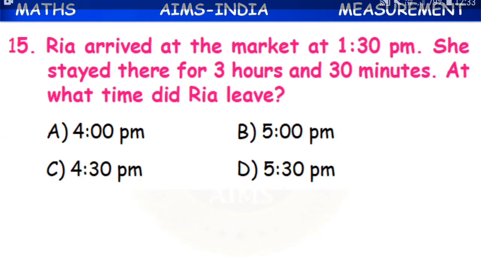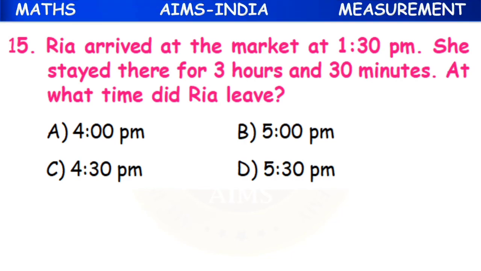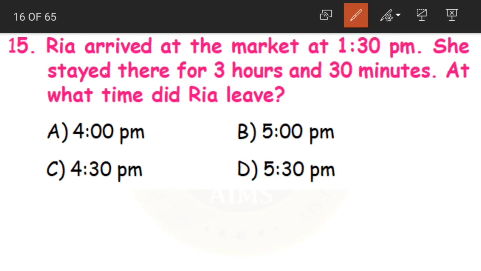Okay. And coming to the last question for today, question number 15. Riya arrived at the market at 1:30 p.m. She stayed there for 3 hours and 30 minutes. At what time did Riya leave? This is a question from measurement of time, children. Now Riya has arrived at 1:30 p.m. and she stayed there for 3 hours and 30 minutes. At what time did Riya leave?